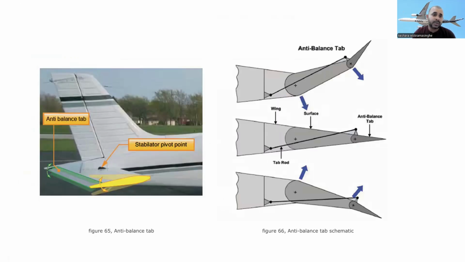Okay, you can see the anti-balance tab. Here the anti-balance tab moves in the same direction. You can see that if this control surface moves up, then the anti-balance tab also moves up, but it moves at a larger angle than the control surface. Okay, right. Anti-balance tab schematic.